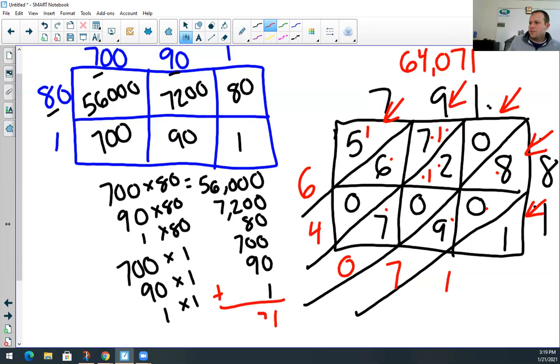If I add all these, I get 1. 8 and 9 is 17. 1 and 2 is 3 plus 7 is 10. That would be 14 and 6 for the exact same answer.